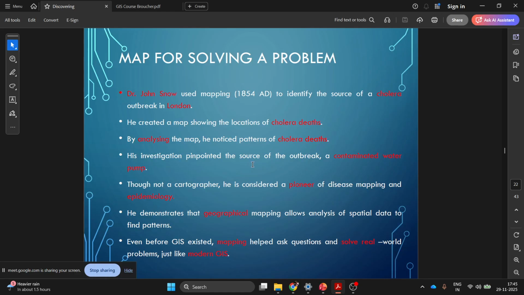As I was saying, he was a medical doctor, and though he was not a cartographer, he is considered a pioneer of disease mapping and epidemiology. He demonstrated that geographical mapping allows analysis of spatial data to find patterns. Using geographical maps and the data associated with them, we can analyze and solve a lot of problems. Even before GIS existed, mapping helped ask questions and solve real world problems, just like modern GIS. This same principle is what we apply to solve our real world scenarios.